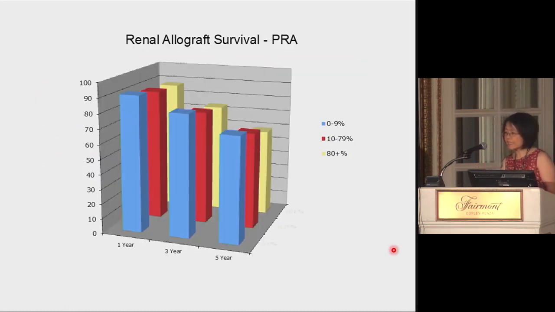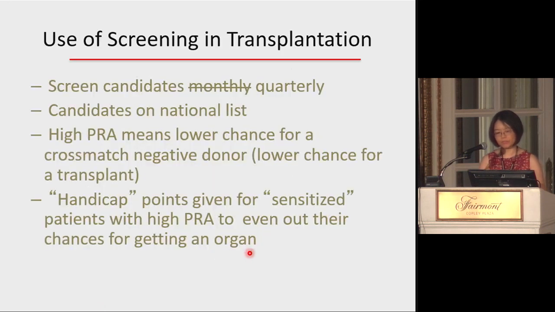If you then look at graft survival, it's true that those who are more highly sensitized with high PRA levels, expressed here in the yellow bars, do have lower graft survival rates at the 1, 3, and 5 year mark. Screening these days depends on the center. Most centers do it on a quarterly basis. And as I mentioned, a high PRA gives you a lower chance of getting an offer for a kidney.